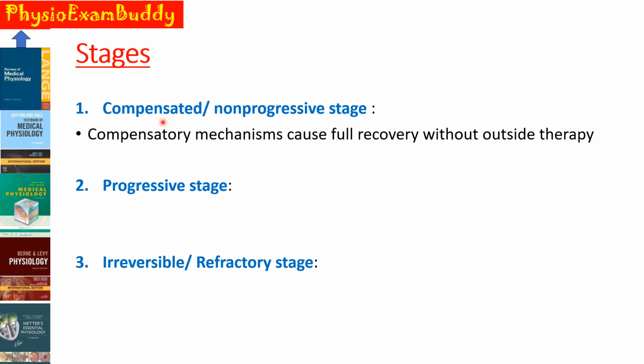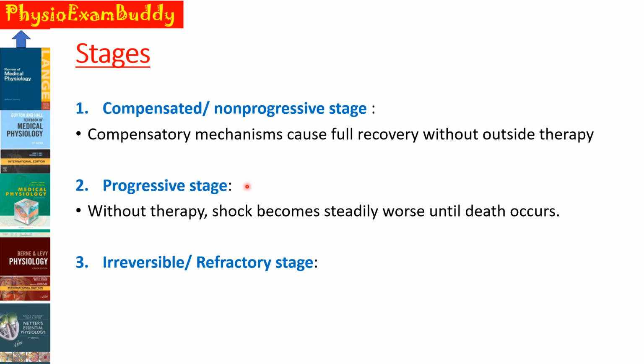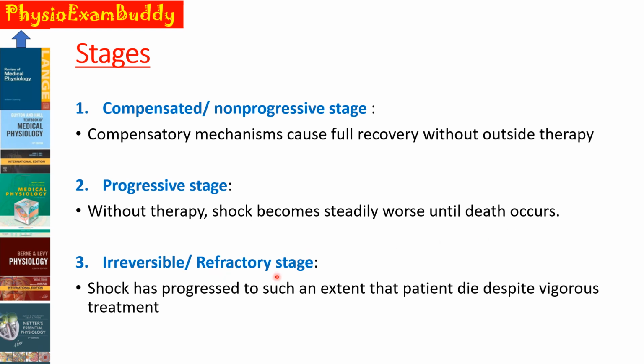First, about the compensated or non-progressive stage. Here, the compensatory mechanisms of our body can cause full recovery even without outside therapy. But if it has progressed to the progressive stage without therapy, the shock becomes steadily worse until death occurs. And next, about the last stage, that is the irreversible or refractory stage. Here, the shock has progressed to such an extent that the patient dies despite vigorous treatment.